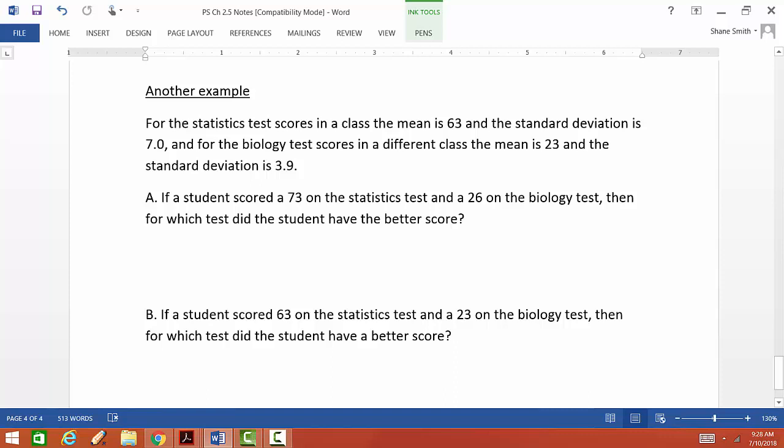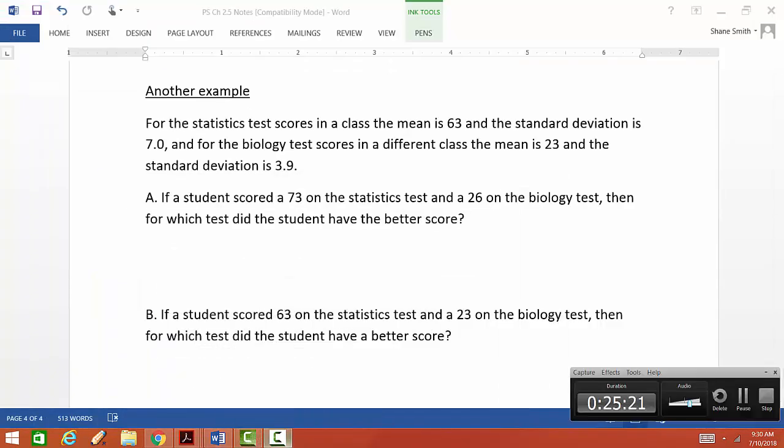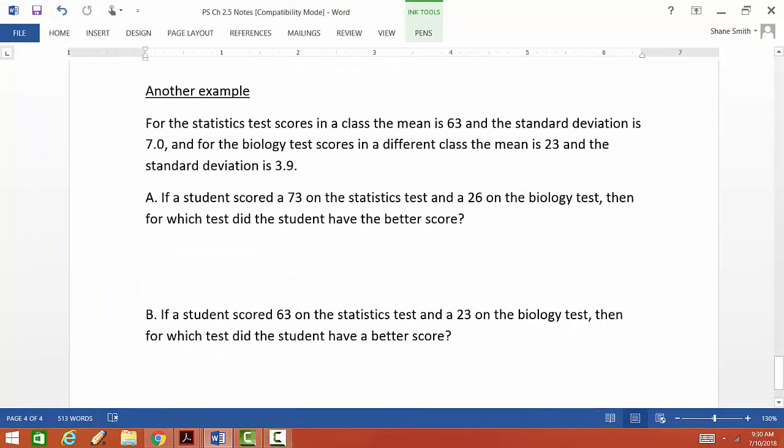So with that being said, let's look at the z-score for the statistics test and the z-score for the biology test. So let's do this example. For the statistics test scores in the class, the mean is 63 and the standard deviation is 7. And for the biology test scores in a different class, the mean is 23 and the standard deviation is 3.9.